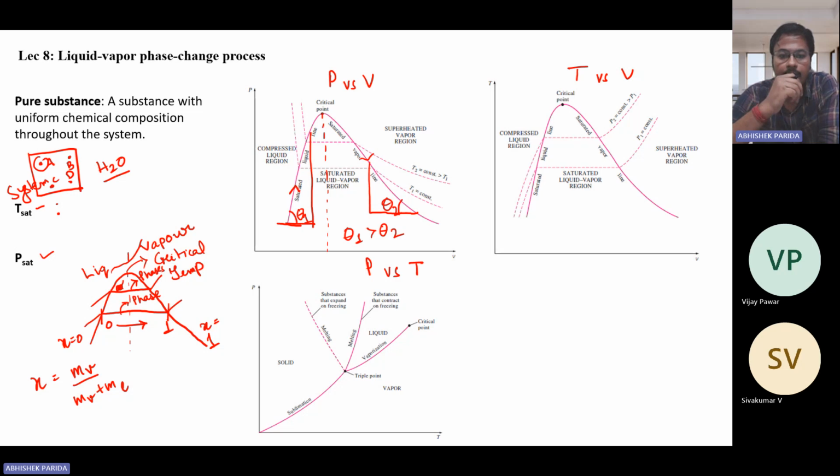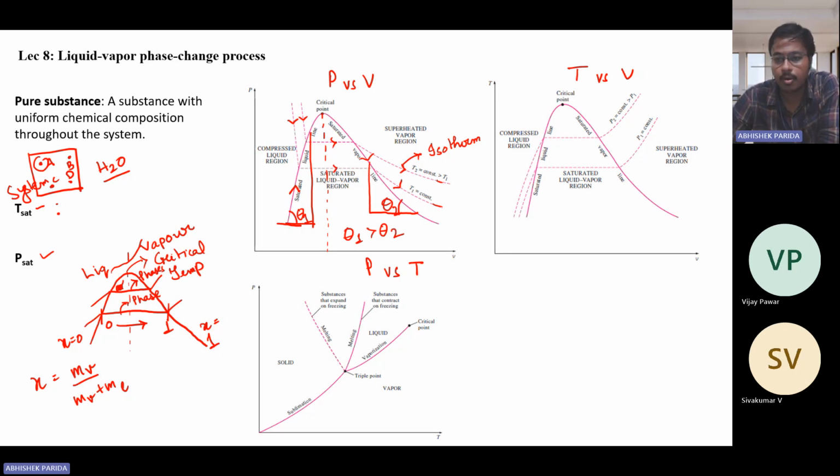The other thing that you need to notice is, in the P versus V diagram, these curves are known as isotherms. Isotherms mean constant temperature lines. You need to see it properly, because when you will be solving problems, you need to remember how the phase change graphs look. So this is the temperature isotherms, the constant temperature lines.